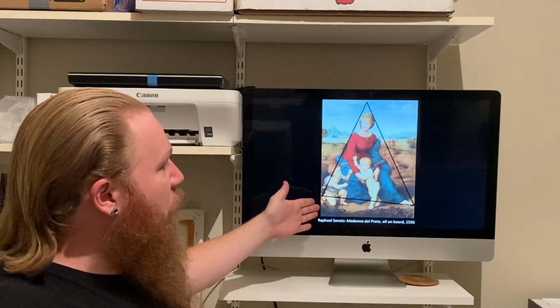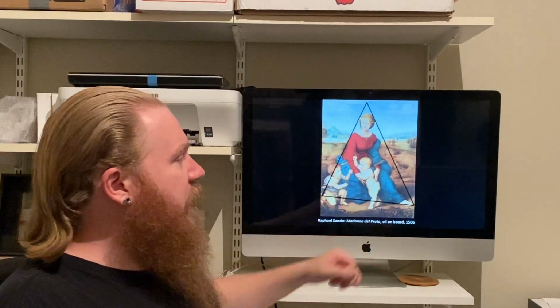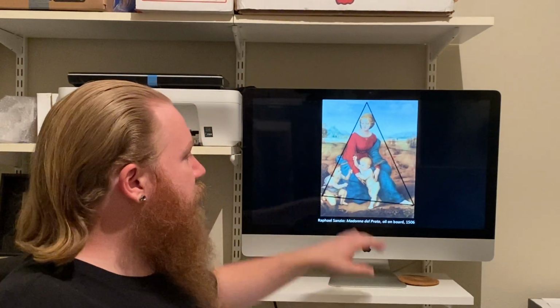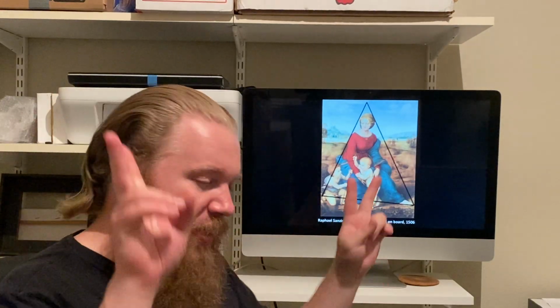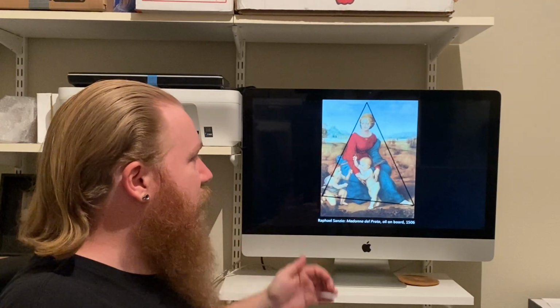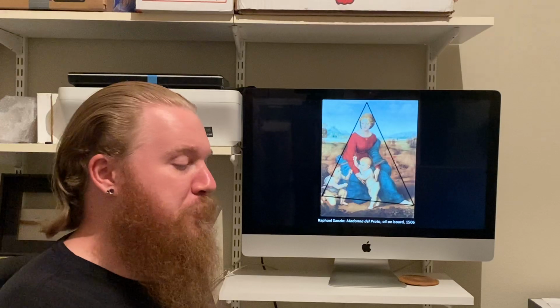And here we can see the triangle being used to create a very solid, stable composition. This is meant to echo the stability of the church, if you will, but it's also meant to echo the whole idea of the Holy Trinity, or the Father, Son, and Holy Ghost. This is something that's utilized quite extensively in many different Christian religious paintings in particular.